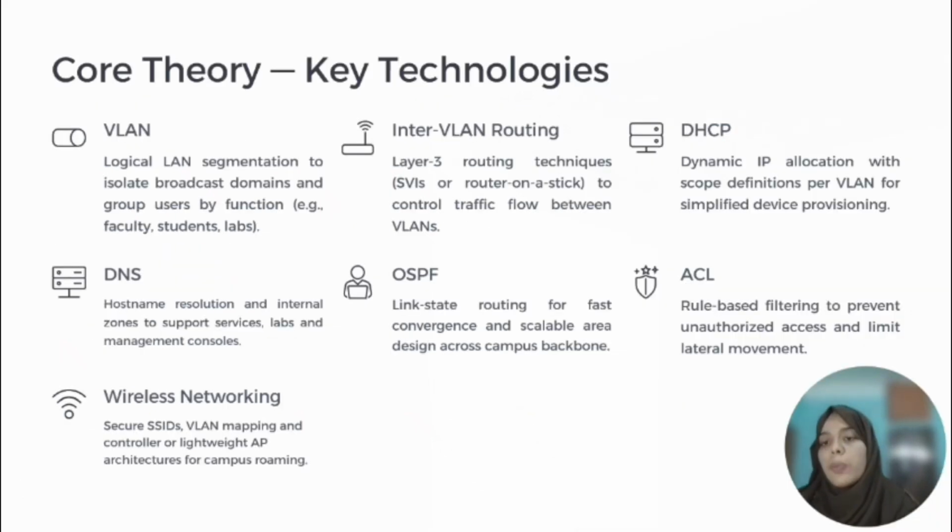Core theory of our project: several important network technologies are used in this project. First, VLANs divide the network into logical segments, reducing unnecessary traffic and improving security. Inter-VLAN routing allows devices from different VLANs to communicate when required. DHCP automatically assigns IP addresses to devices, reducing manual work. DNS converts domain names into IP addresses, making the network easy to access.